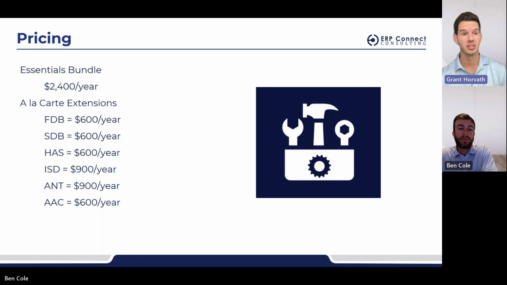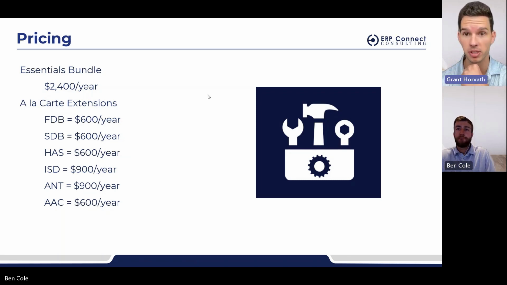While that question is being typed, everything we've talked about today, everyone, is all priced per tenant. So if you have a client with multiple companies or multiple users, no need to worry about that. All of our dashboards and automation tools are between $600 to $900 a year. We do offer an Essentials package that has all of them for $2,400 a year, or an unlimited package for $3,600 a year that includes all 18 of our extensions.